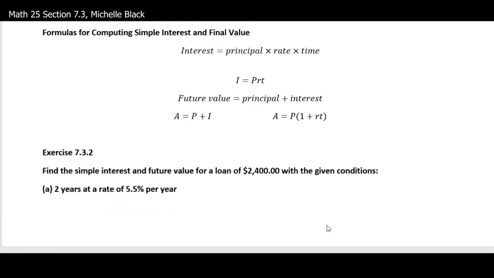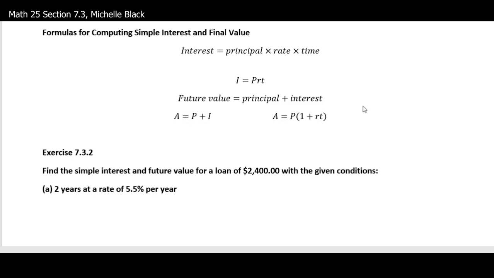Formulas for computing simple interest and final value. This is the formula that we just found in part 1, which is that the interest is equal to the principal times the rate times the time, or I equals PRT. Now, if we use this to figure out I, which is our interest, then to find the future value, either that you need to pay back or that your bank account or savings account now has, is going to be the original amount that you invested or borrowed plus the interest that you are paying or earning. So A, which is our future value, equals our principal plus our interest.